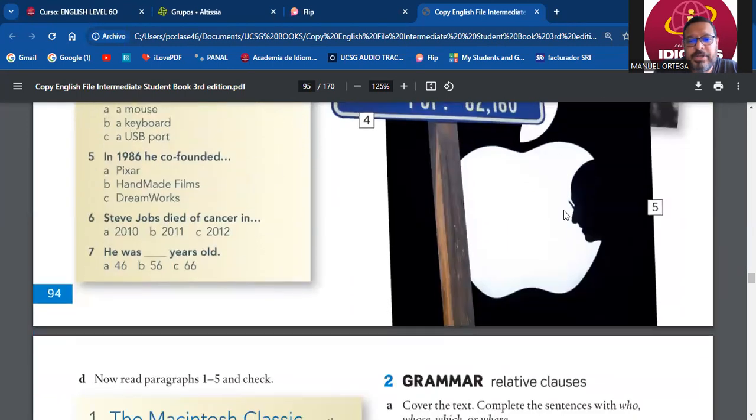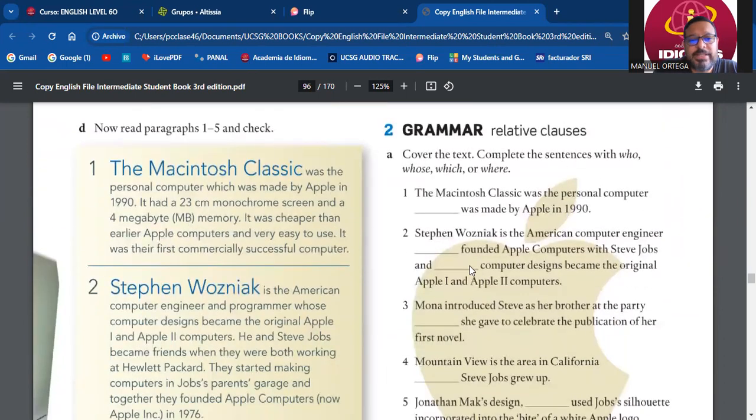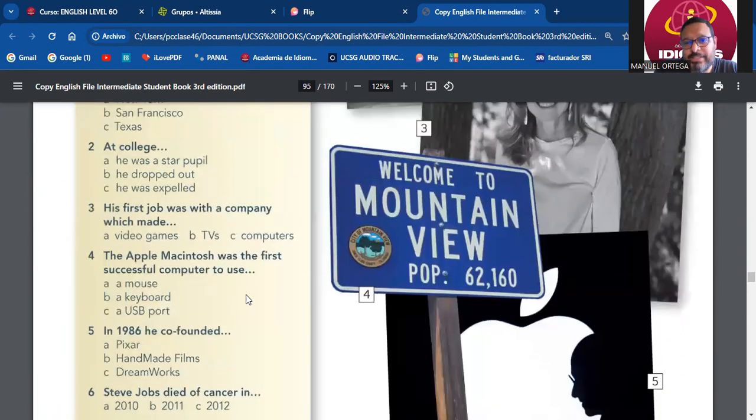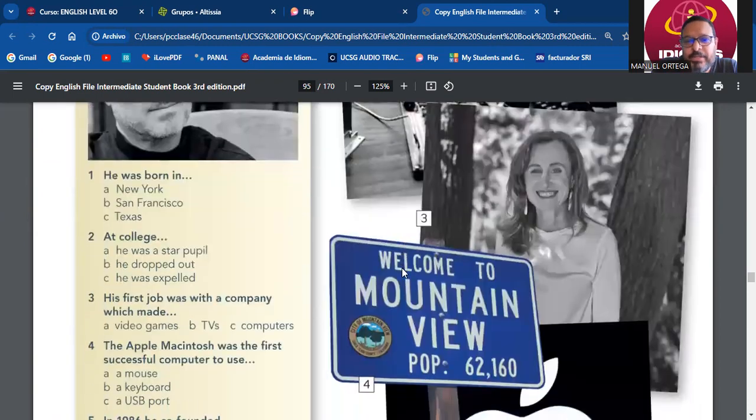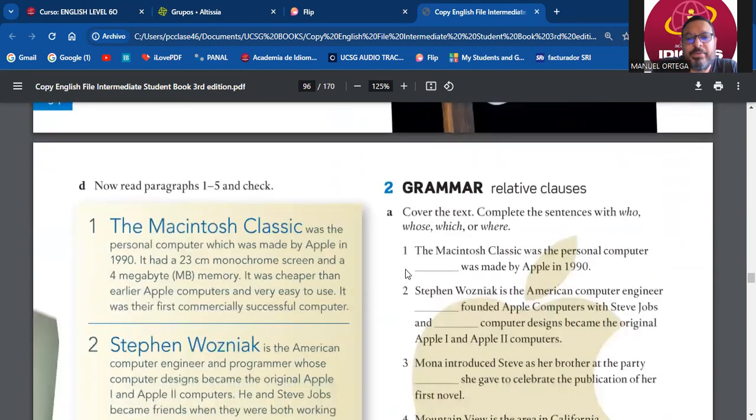So you have the brands here. Then they talk about the first one, the Macintosh Classic, and Steve Wozniak, the person who appears next to Steve Jobs, and who was, among others, responsible for the creation of the boards and the program. But then we'll see what material we have.